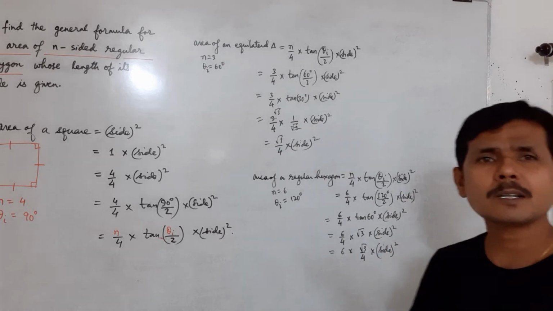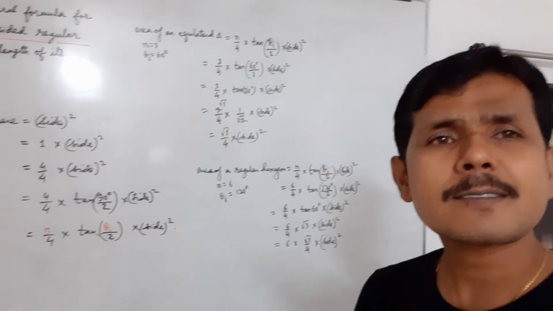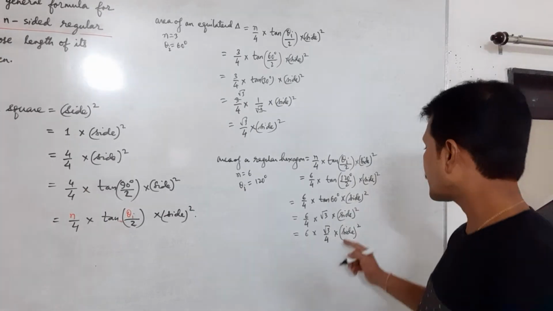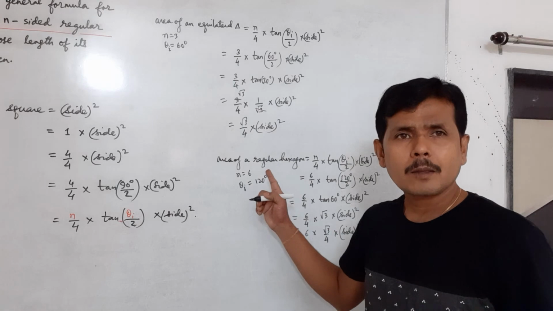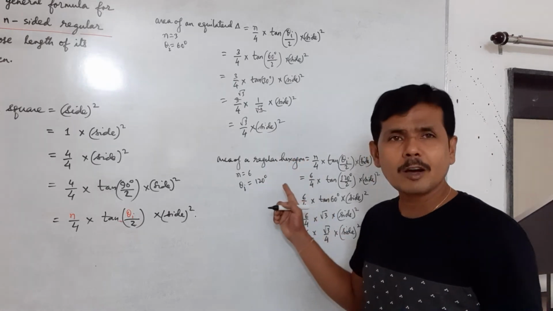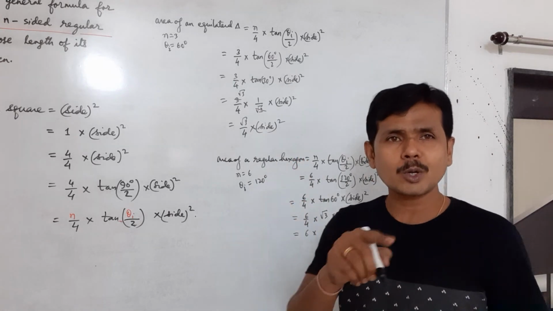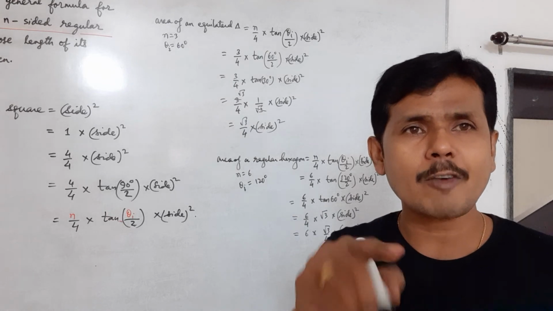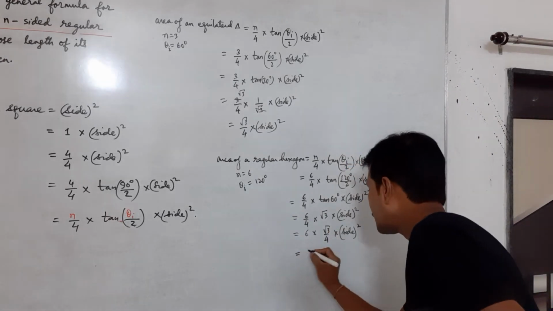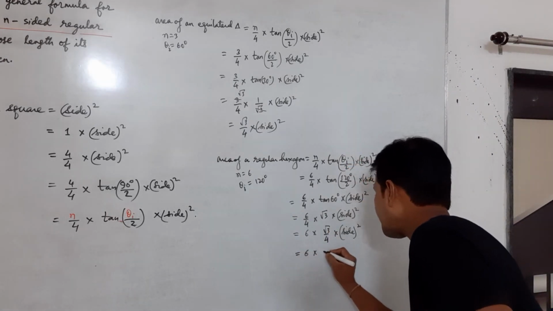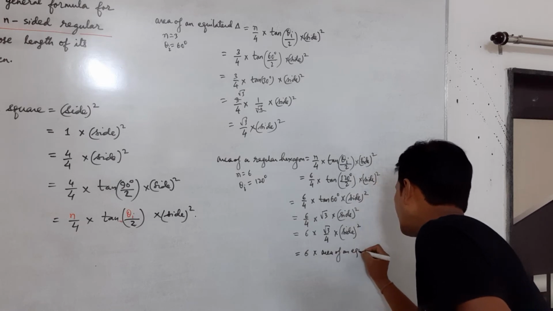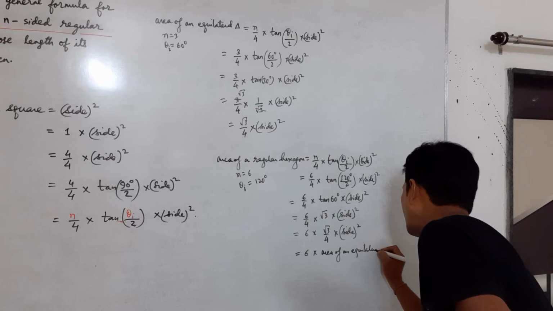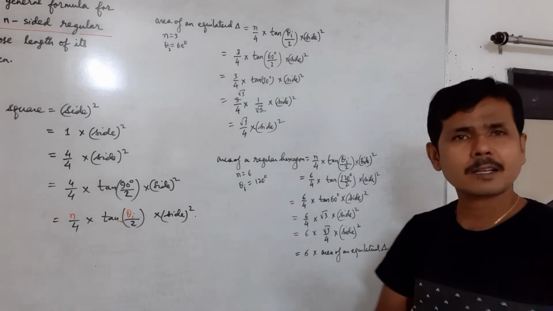Now my dear students, just tell me, what is the area of an equilateral triangle? It is root 3 by 4 into side square. And before the derivation of the formula of area of hexagon, I had told you the formula. It is 6 times the area of an equilateral triangle. So I have written over here 6 times the area of an equilateral triangle.